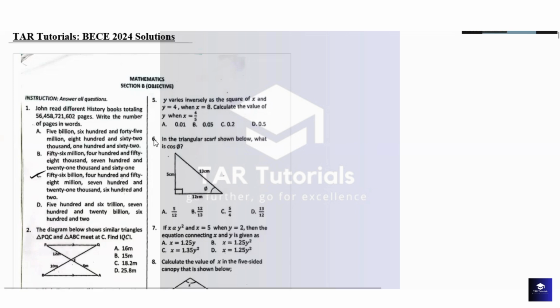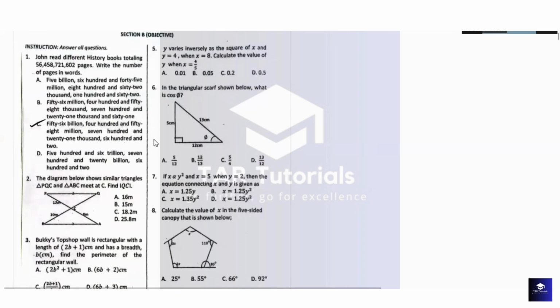Question 2 says, the diagram below shows similar triangles. Triangle PQC and triangle ABC meet at C. Find line QC. Speaking about similar triangles, all we need to do is take the ratio of one triangle to the other. We compare line QC, the line we're looking for, to line BC, and we compare line PC to line AC.